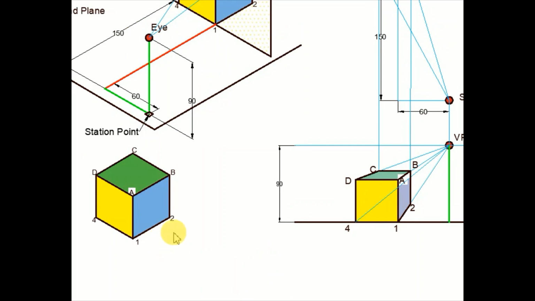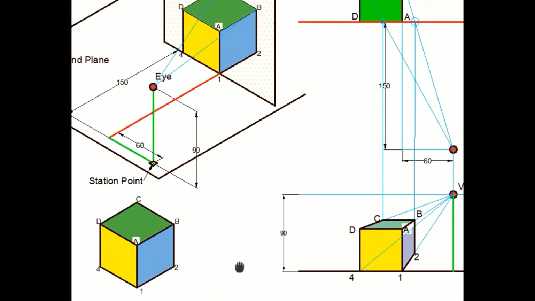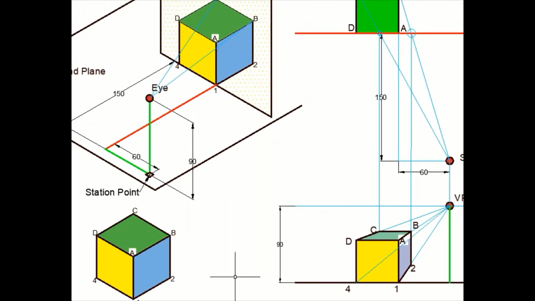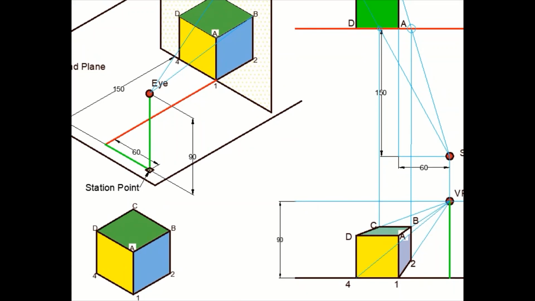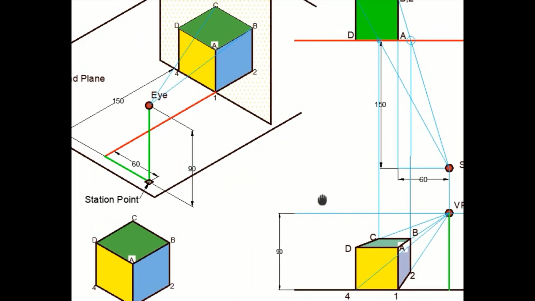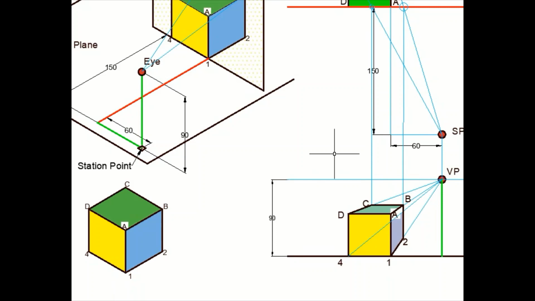Now you can compare the isometric and perspective of an object. In this case you can see the face AD41 is also appearing here in its true shape, because this is the face that is completely touching the picture plane. So anything that lies on the picture plane appears in its true shape, whereas all the edges or the vertices which do not lie on the picture plane, like in this case B, C, 2, 3, and all the edges passing through these vertices, they appear to be reduced in size.